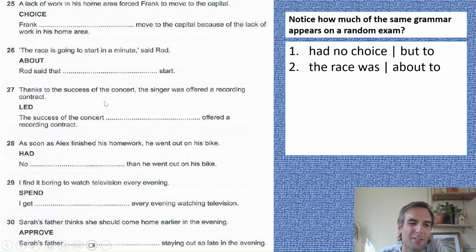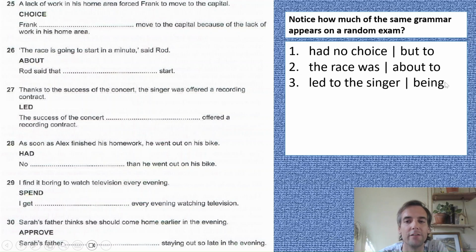27. This one's a little bit more complicated. This is very complicated. Thanks to the success of the concert, well, the first thing you need to know is how to use led. Something leads to something else. The success led to what? It led to something happening, something, gerund. That is where this question is difficult. If it leads to something, we need the gerund. And it led to the singer being offered. That one is very, very difficult. As I said, gerund infinitive. This is something to study in more detail if you need to, but it's quite common on the exam.